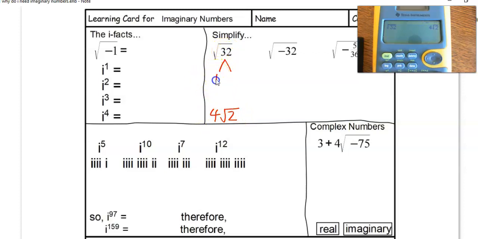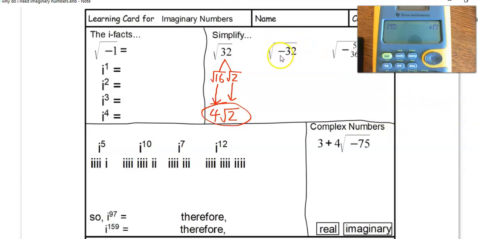32 can be factored into 16 times 2. Well, the radical or the square root function is still over that. Well, the square root of 16, well, we know that, that's 4. And then the square root of 2, well, that's a decimal, and so we just leave it in there, and so that's where this answer is coming from.